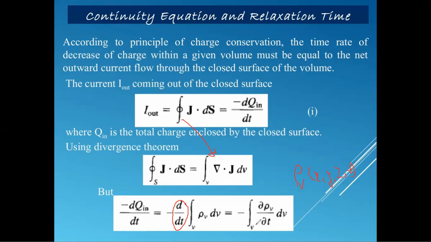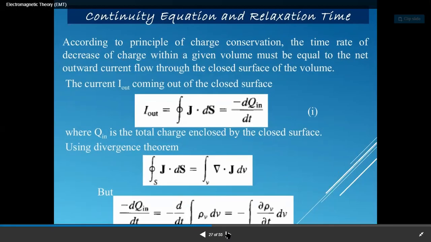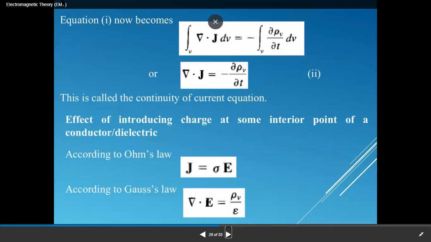Now I will replace this with this and this with this, because this one is equal to this one and this one is equal to this one. Then J dot dS is equal to this one, and minus d by dt of q in is equal to this one. So for the left hand side, I can replace this equation, and for the right hand side, I can replace this equation. Agree or not? Yes, sir. So this is what has been done. Why I am discussing this, very soon it will become much clearer.